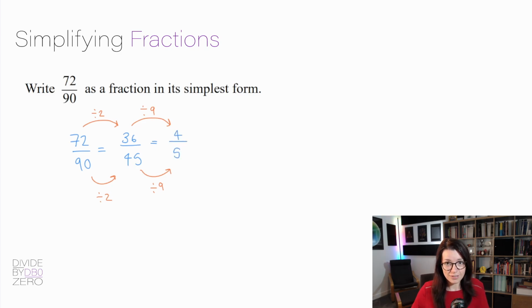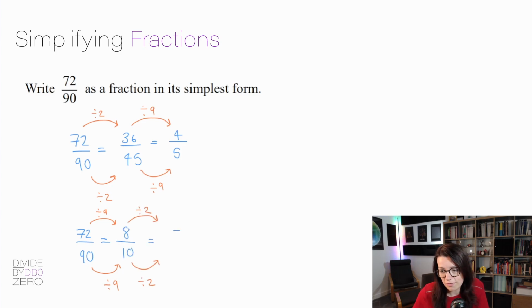Now, you don't have to do the division in any particular order. So let's say you started with 72 over 90, but this time you decided to divide by 9 first. That's fine. So we'll divide by 9 first this time. And instead, what we'll get is 8 over 10. And then we can divide by 2. And that will give us 4 over 5 again. So you will get to the same final answer. Doesn't matter which order you do the divisions in.